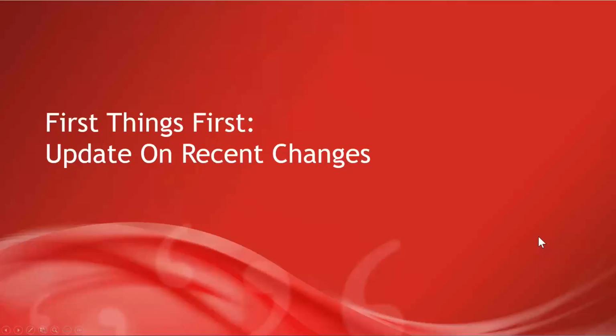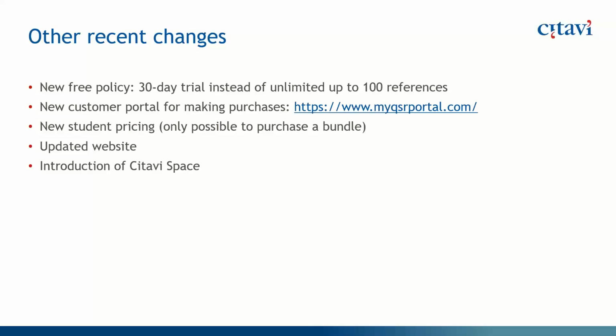First, I just want to give you an update on some other changes besides Citavi Web. So we have a new free policy. Those of you who have used Citavi in the past probably at some point tried out Citavi Free, and that let you use Citavi for up to 100 references, and it was non-expiring. And we've now changed that over to a 30-day trial instead. And the reasoning behind that has to do with the cloud storage and the costs of the cloud storage.